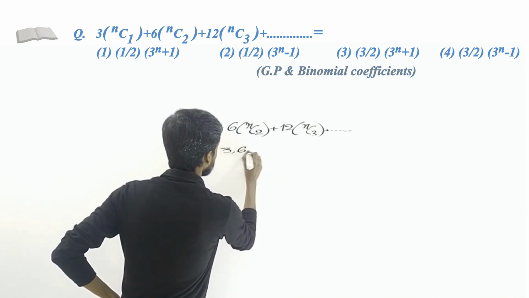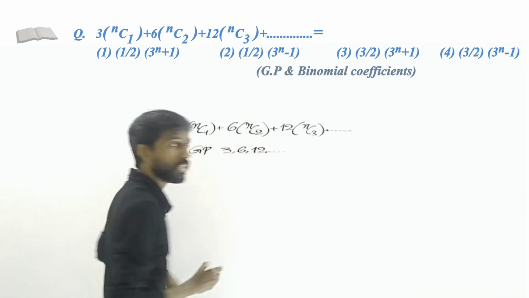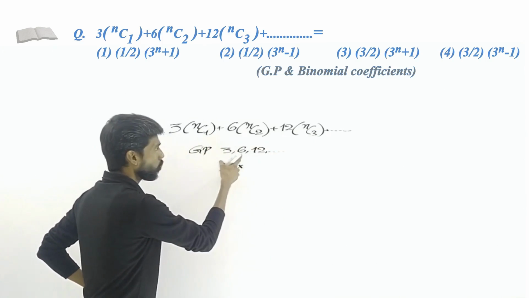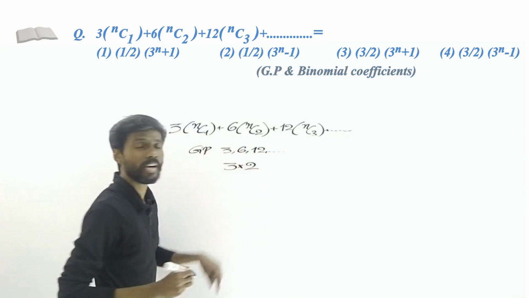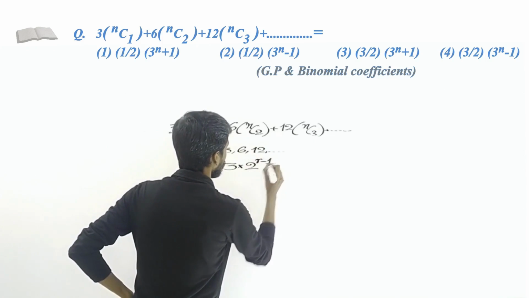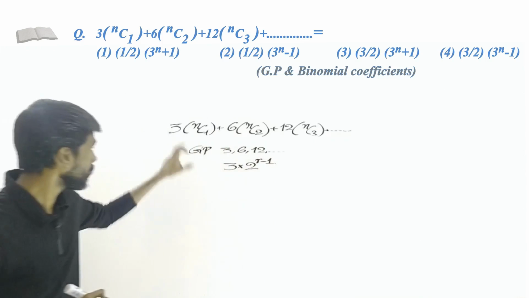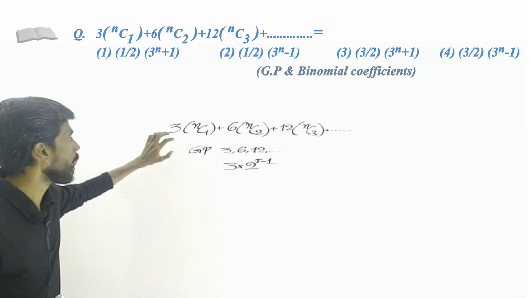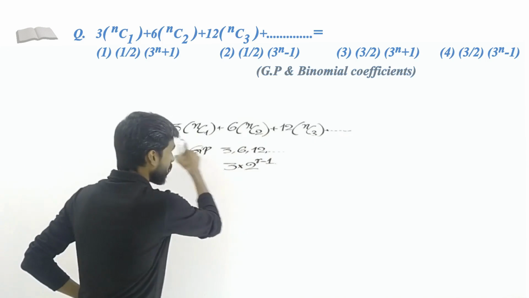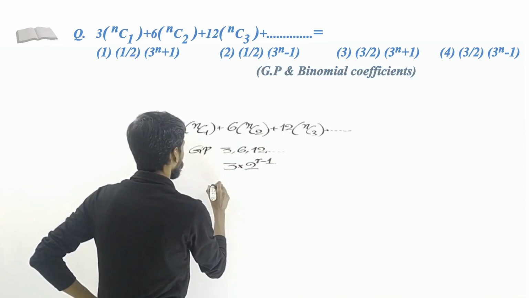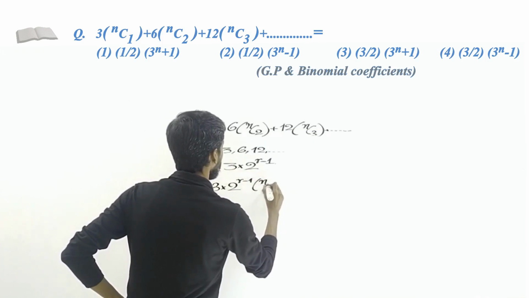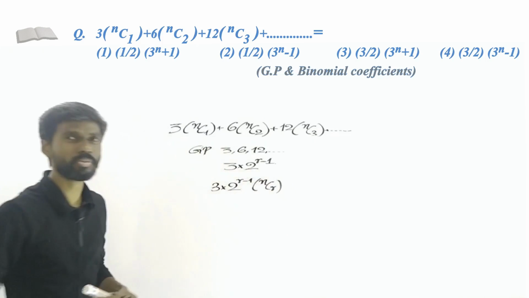3, 6, 12. So what is the general term of a GP? That is a multiplied by r to the power n minus 1, where a is 3 and r is 2 here, so 2 to the power r minus 1. So this is the general term of only that GP. Now we have to write this NCR also. So the given expression can be written as 3 multiplied by 2 to the power r minus 1 multiplied by NCR. Okay, so substitute and verify, right?